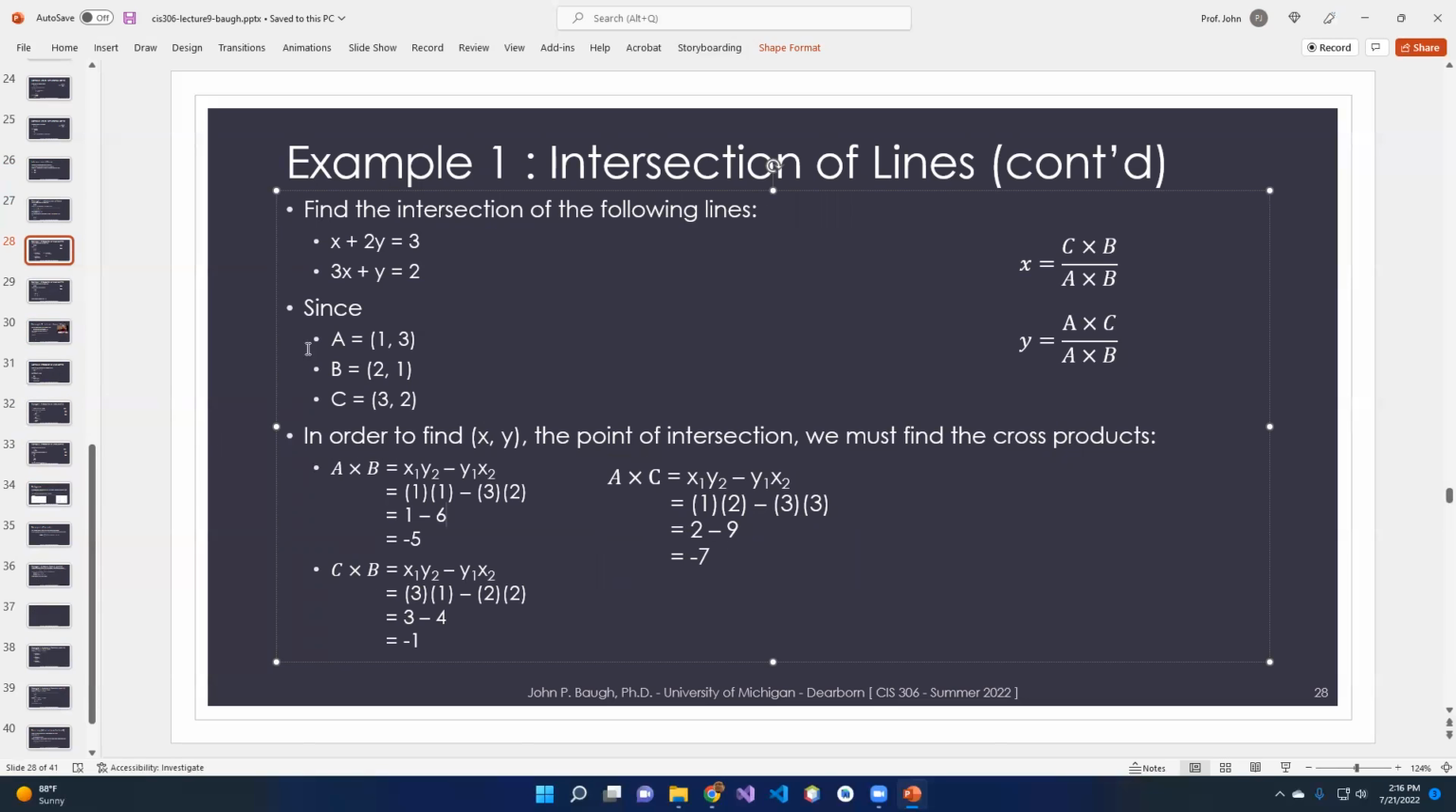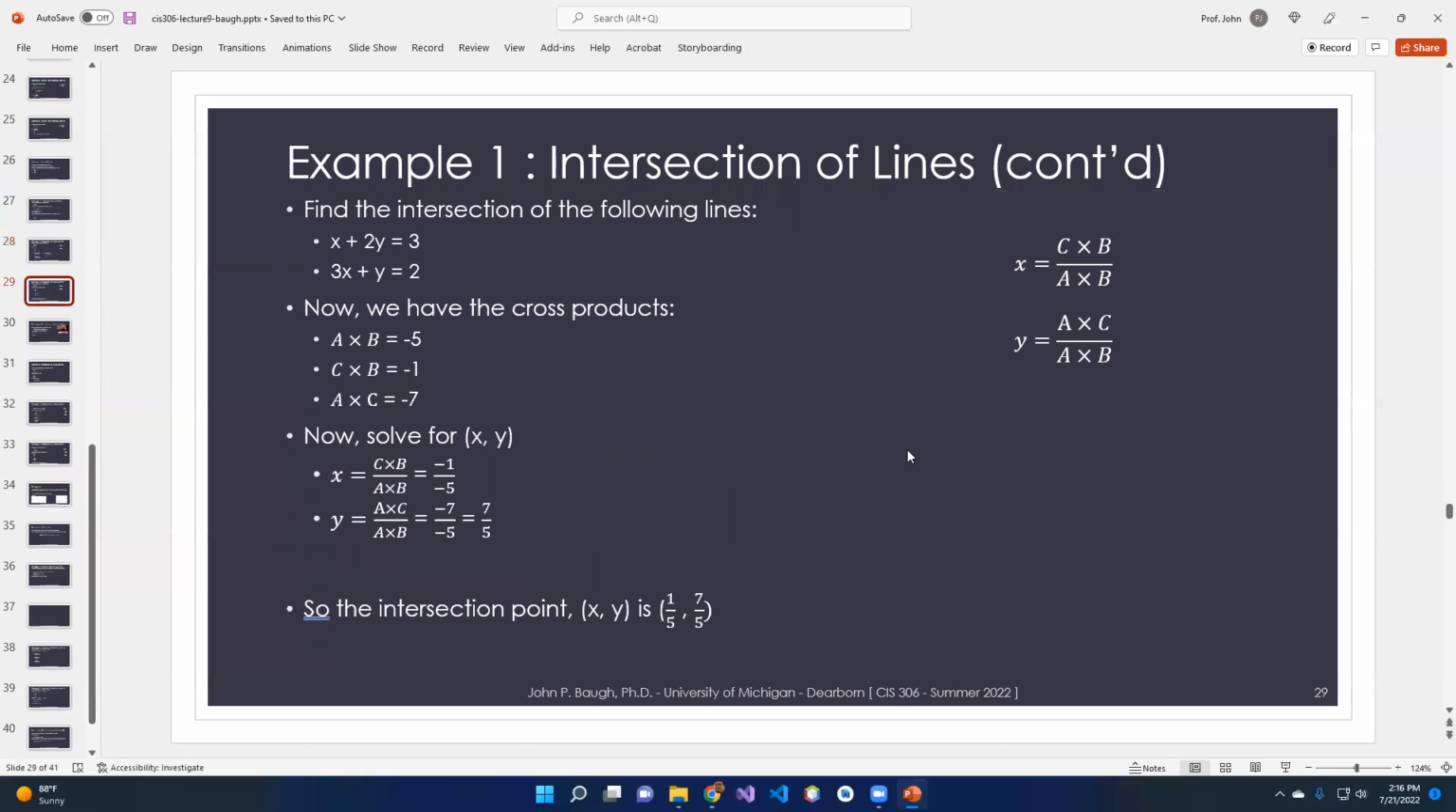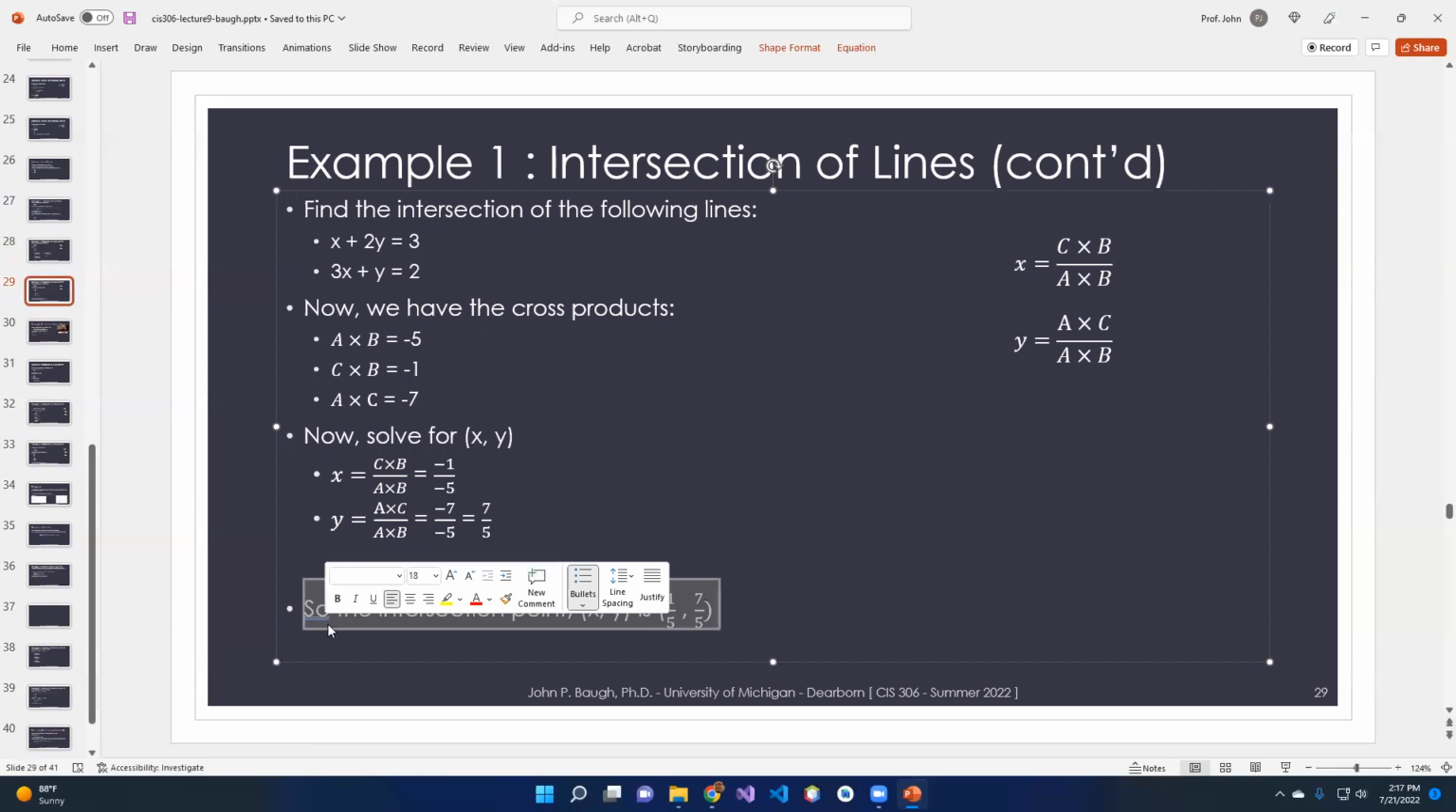So now we've done all that work. Now we just have to get the scalar values for the corresponding X and Y value. So now that we have those cross products, we solve for X, Y. So you get X equals -1 over -5, which ends up being just 1/5. And then we end up with -7 over -5, which is 7/5. So our intersection point, this time, is 1/5, 7/5.